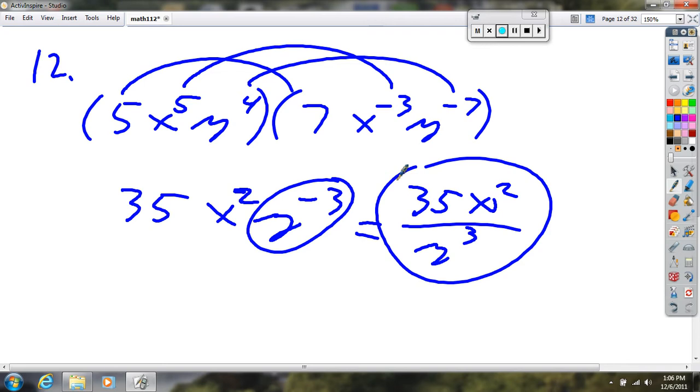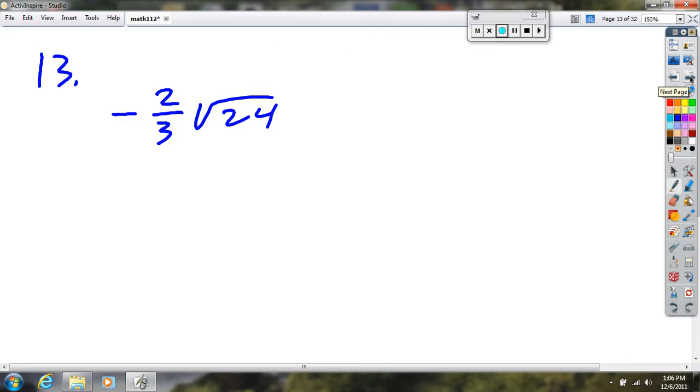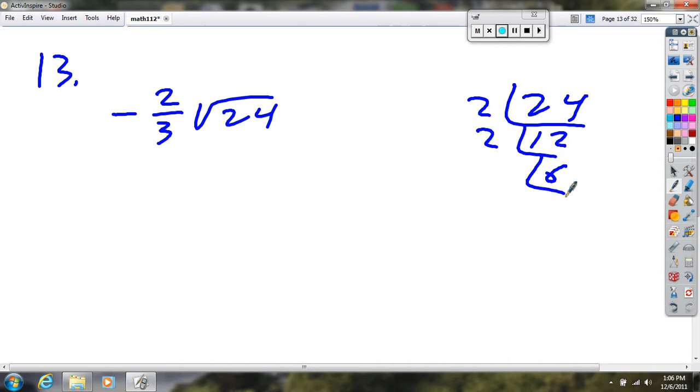Now, we go to 13. Radicals. Well, we have the square root of 24. The first thing to do is we're going to take 24 and break it down. We're going to use 2, 3, and 5, nothing but prime numbers. So what goes into 24? Well, 2 does. How many times? 12. What goes into 12? 2 does. How many times? 6. What goes into 6? 2, 3 times. So we get that.